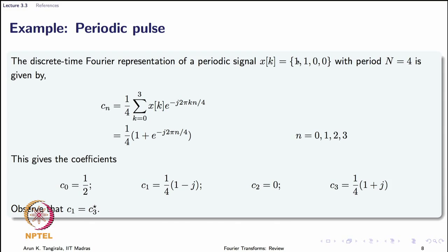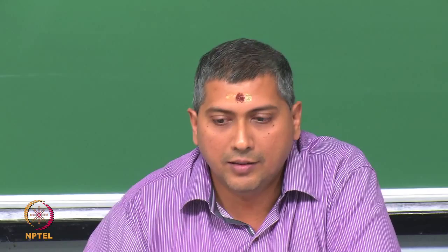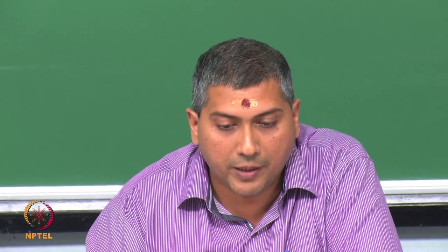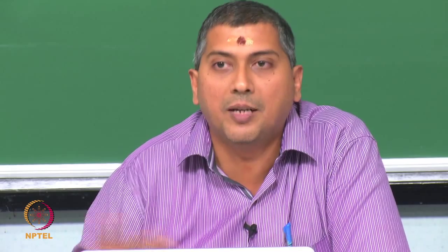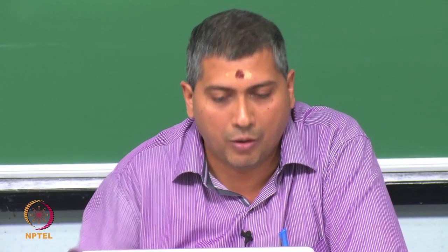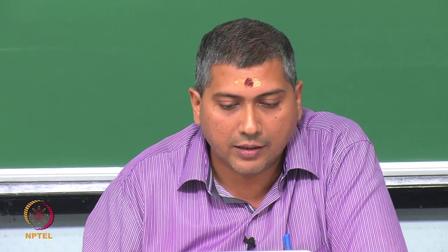You should check. Always, the coefficient for frequency 0 is the mean of the signal because of the expression itself. So plug in n equals 0 here, you would obtain 1 over N sigma x_k, which is nothing but the sample mean or mean of the signal. And that is a quick check for your calculations. Then you have C1, C2 and C3.